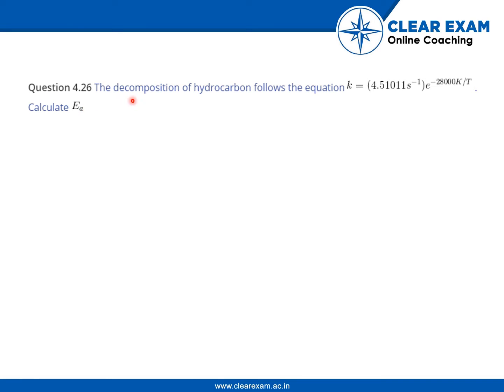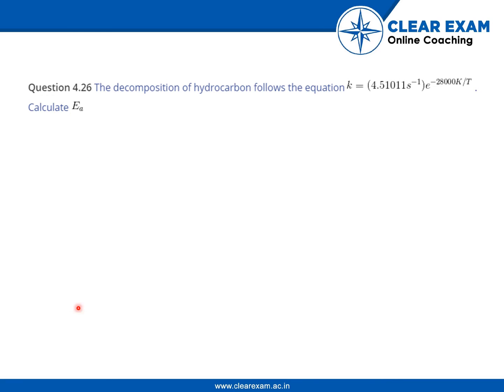The question is: the decomposition of a hydrocarbon follows the equation k = 4.5 × 10^11 per second × e^(−28,000 K/T). Calculate the value of Ea. It might look very hard after seeing this question, but trust me, it is very simple.